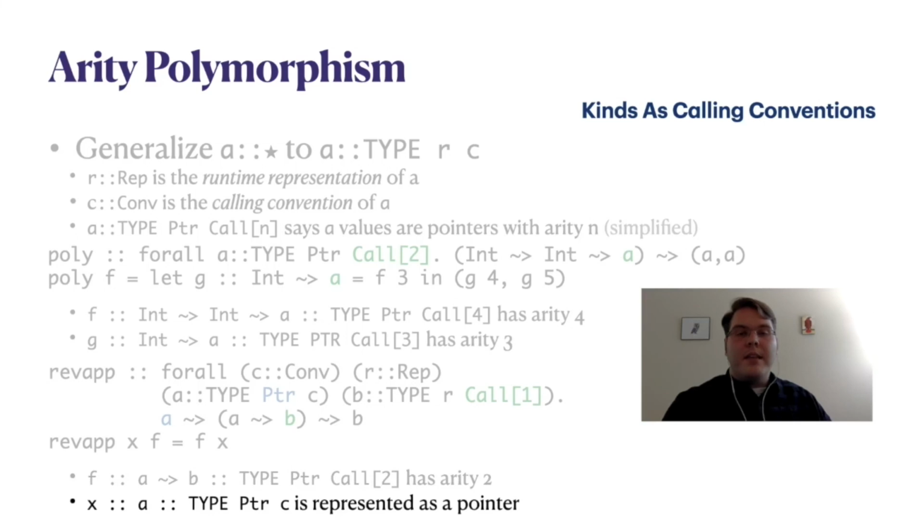The argument x has the type a. To pass it around, we need to know its representation. The kind of a is type pointer c, so we know that x is represented as a pointer. But we don't know the calling convention of x. That's fine, because revapp doesn't call x itself. It just passes x around.